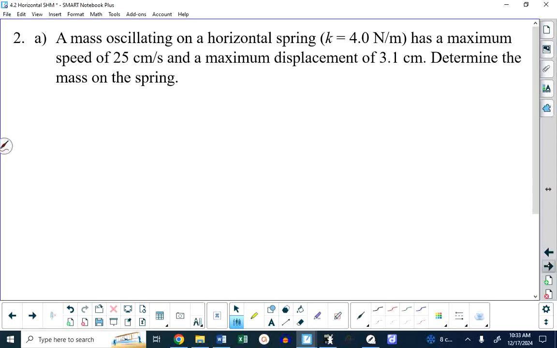I hope you equate maximum speed with the point in time where all of the energy is kinetic. And I hope that you equate a maximum displacement to a point in time where all of the mechanical energy is potential.